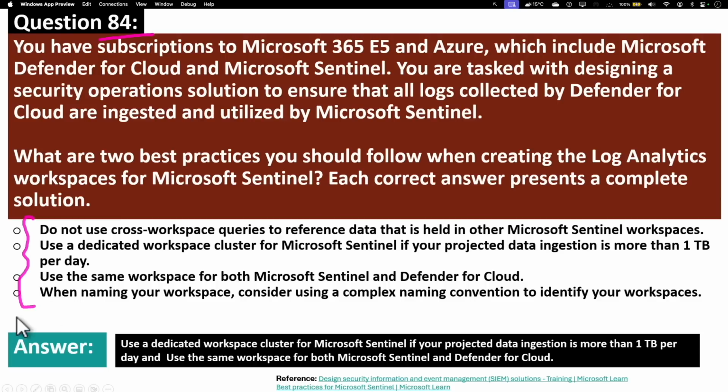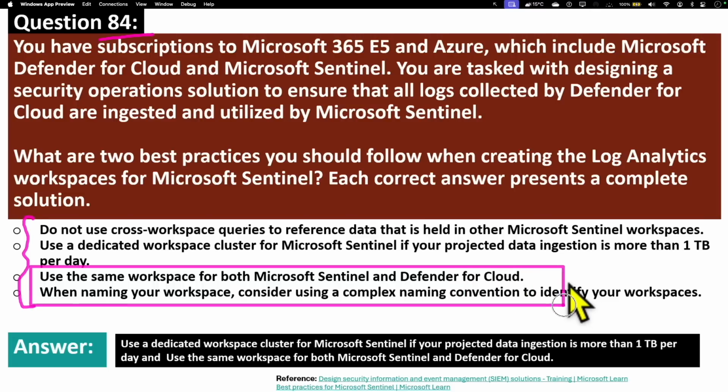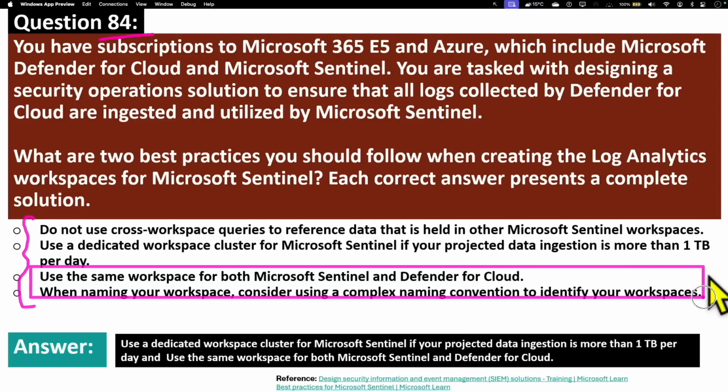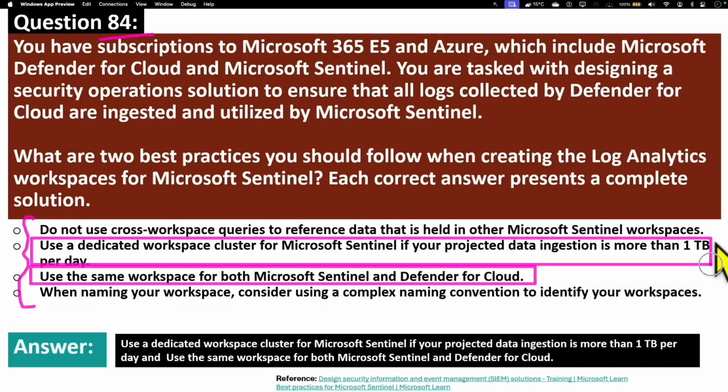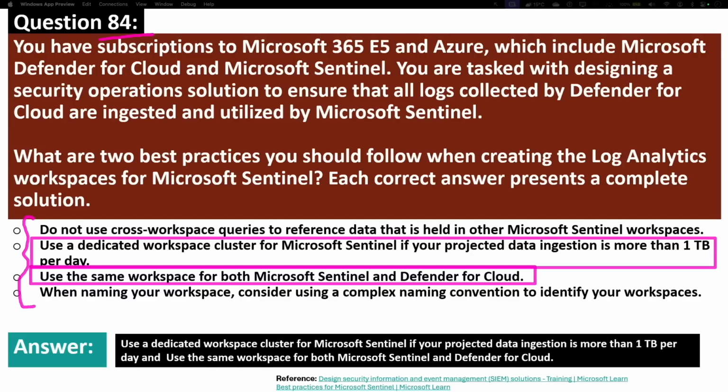and see if you can come up with the right answer. The correct answers are: use the same workspace for both Microsoft Sentinel and Defender for Cloud, and use a dedicated workspace cluster for Microsoft Sentinel if your projected data ingestion is more than 1 TB per day. So when naming your workspace, consider using a complex naming convention to identify your workspaces.